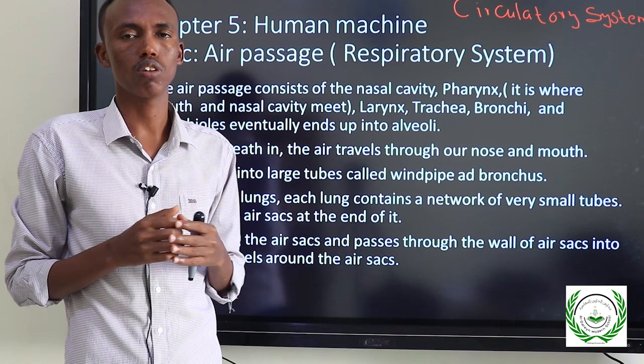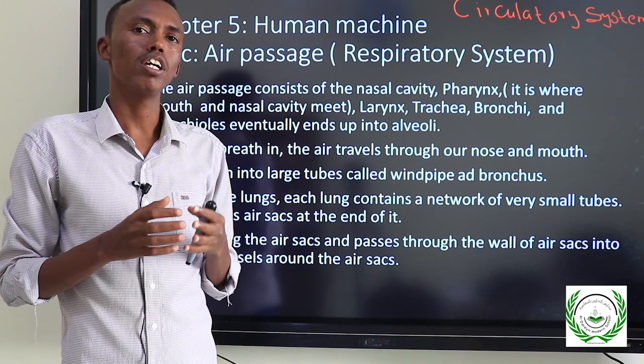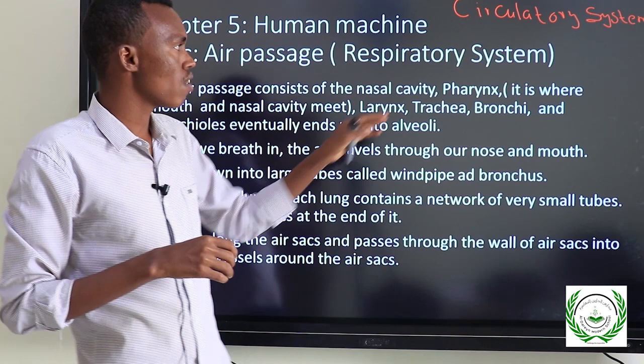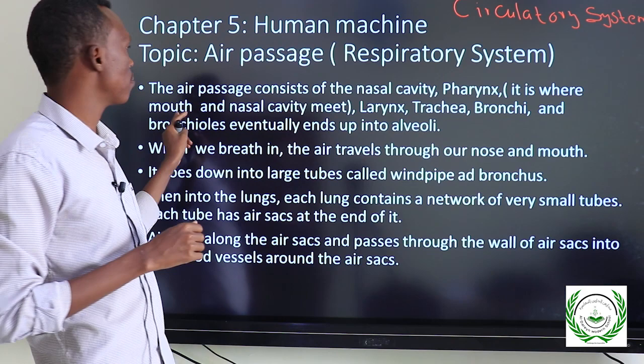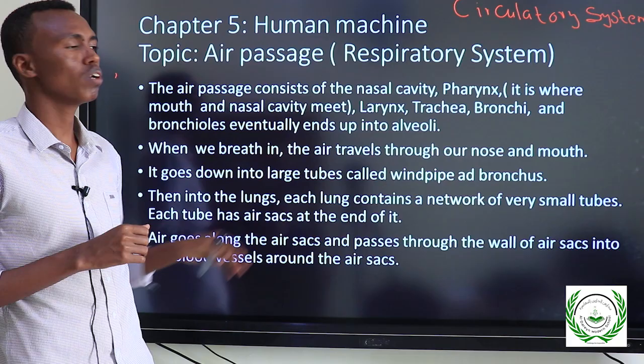So the air passage consists of the nasal cavity. The air passage on the respiratory system contains these structures. The first structure is called the nasal cavity, the first part where air goes. Then the pharynx, where the mouth and nasal cavity meet. Then the larynx, trachea, bronchi, and bronchioles, and eventually it ends up at the alveoli.